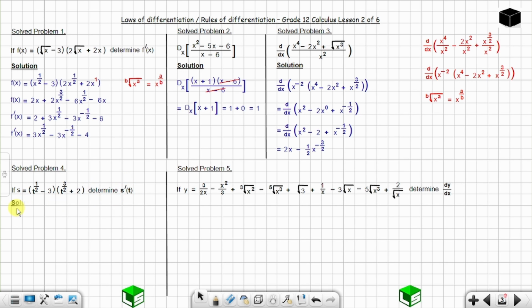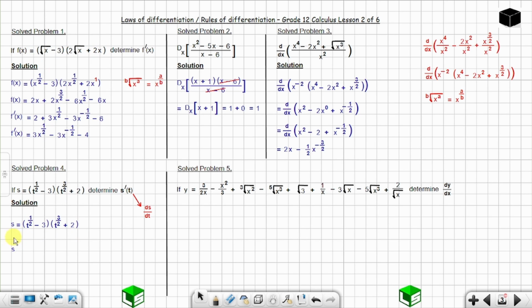So solution. The other way to ask this question, they can say determine the derivative of s with respect to t. So you have ds over dt. S is equal to this. This is what you are given. You don't want to have the bracket. You have to drop your bracket before you can take the derivative, as we did it in this question.